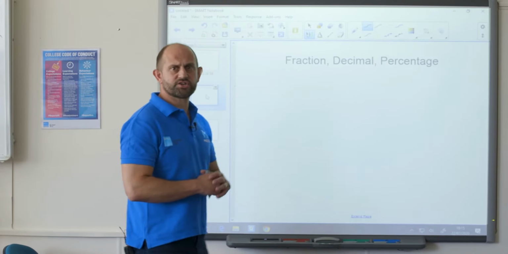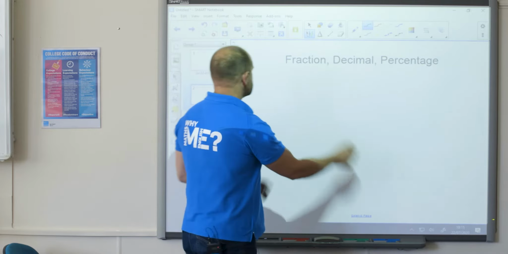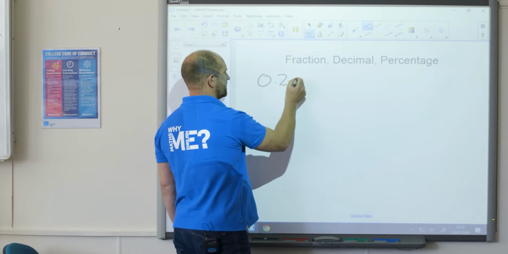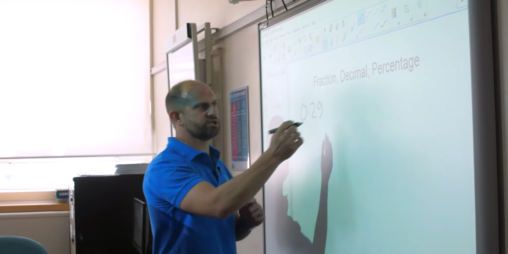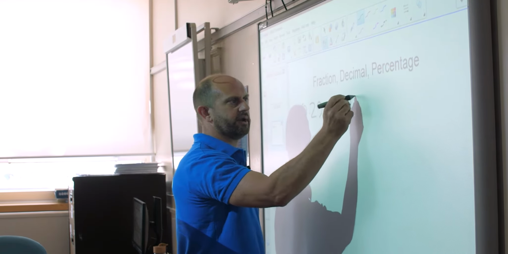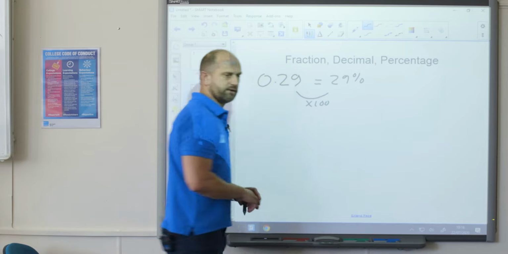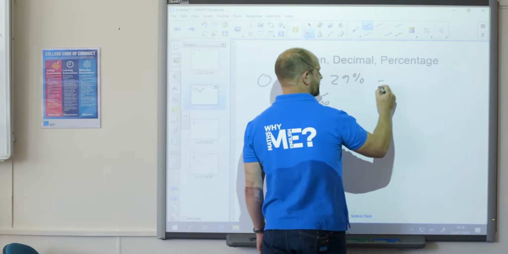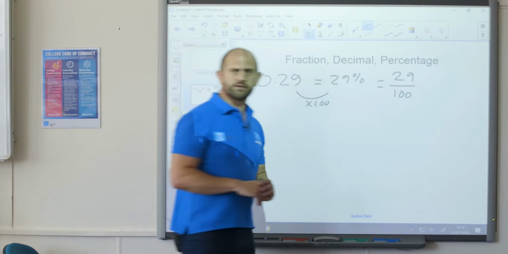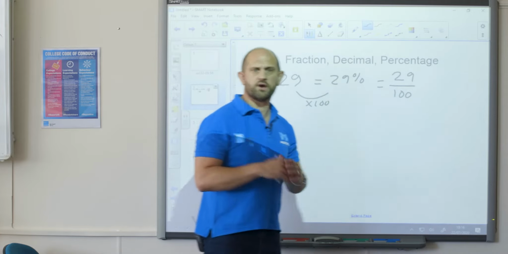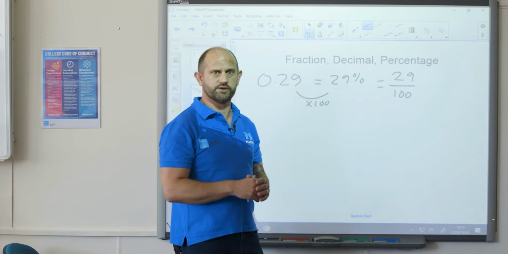Okay, so we're going to look at fraction, decimal, percentage next and putting them in the correct order. So if we take 0.29 as my first decimal, I want to turn this into a percentage, then this equals 29%. All I need to do is multiply this by 100. To turn that then into a fraction, the first thing to do is to put it over 100. In this case, 29 over 100, I can't do anything with that. It can't get cancelled down, but if you can cancel it down to a smaller fraction, then you do so.